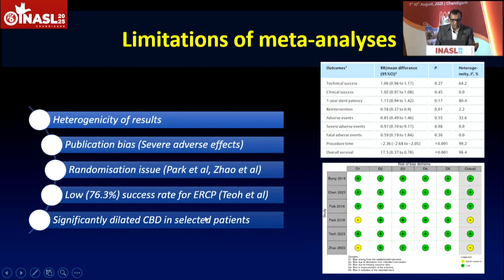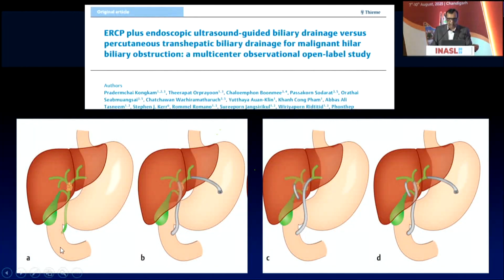What is very interesting is Hong Kong study showed the ERCP success rate was 76%. So any good center cannot have an ERCP success rate of 76%. So I looked at this study very carefully. They had included non-accessible papilla also in this group. So I think for a good study to be comparing the two, you should exclude non-accessible papilla and then only talk about comparing EUS with ERCP. And significantly dilated bile duct was selected in some of these patients.